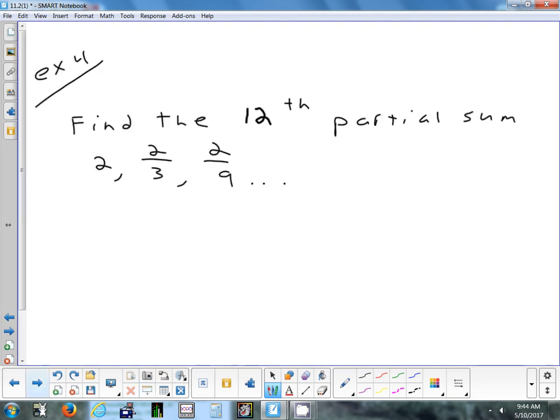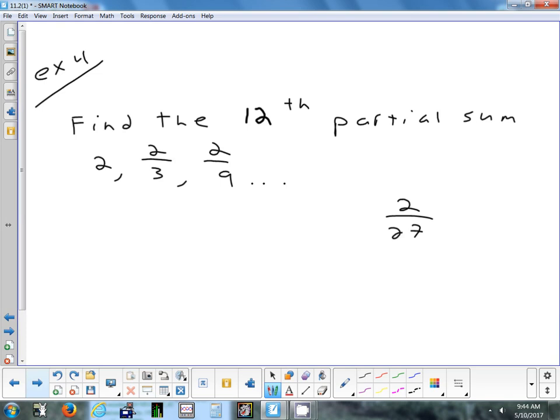Okay, so I want to find the 12th partial sum. Before I even do it, does anybody notice what's happening to my terms? The first one is 2, then 2/3, then 2/9. The numbers are getting smaller. What's it being multiplied by each time? The whole fraction. 1/3, yeah. So the next one would be 2/27. The next one would be even smaller.